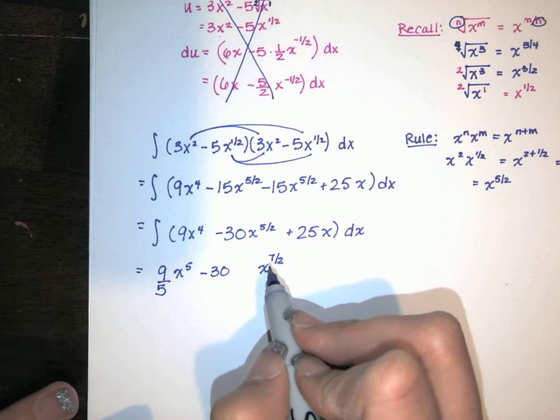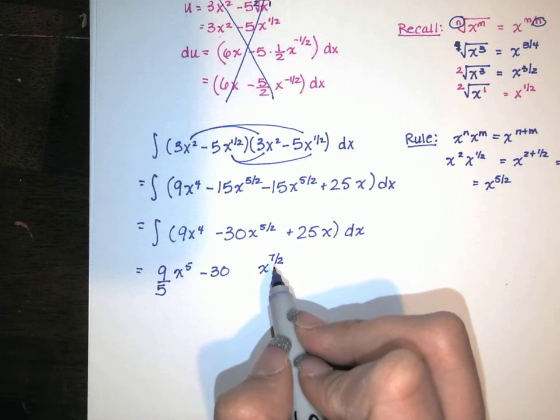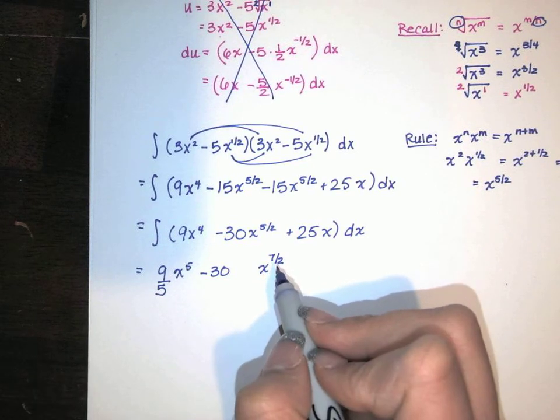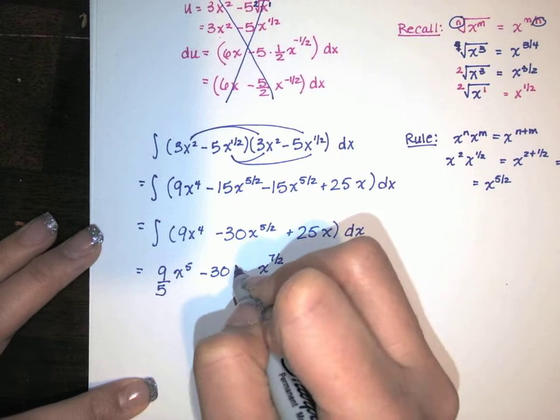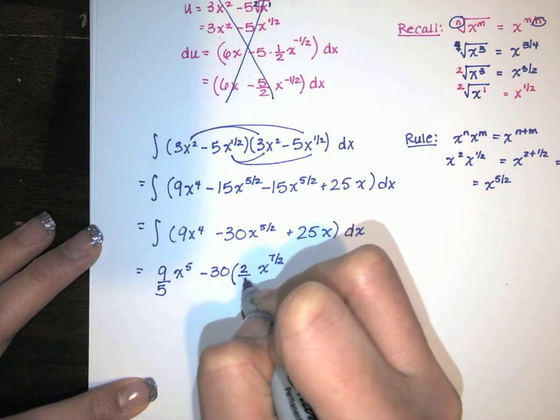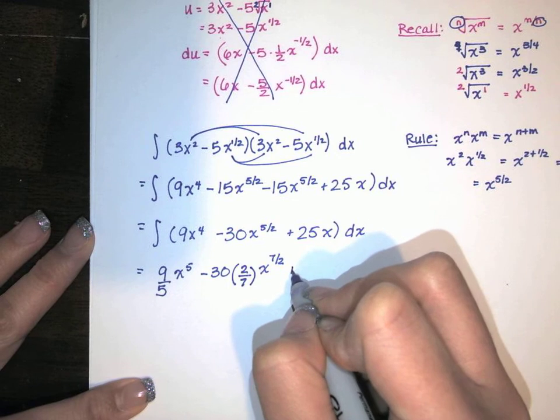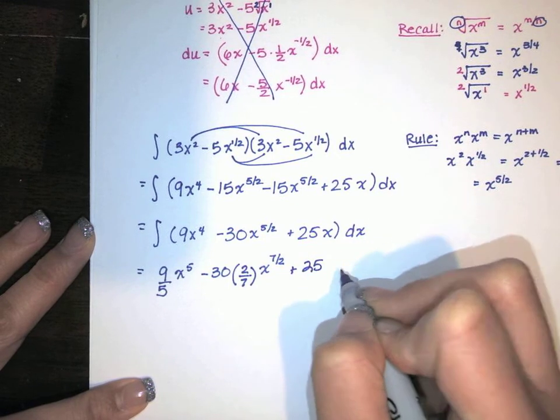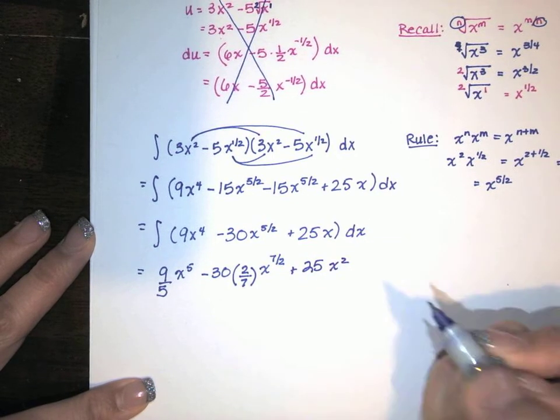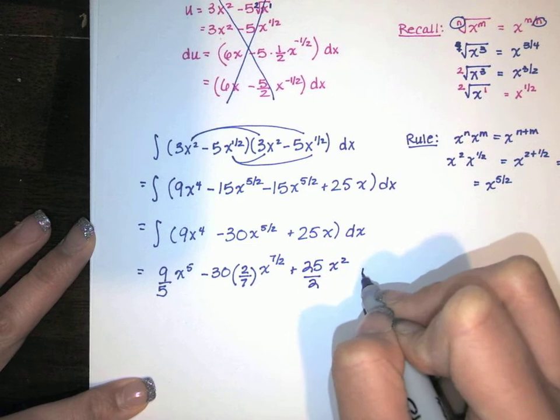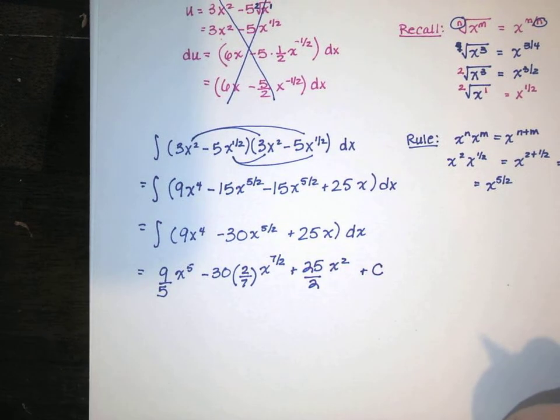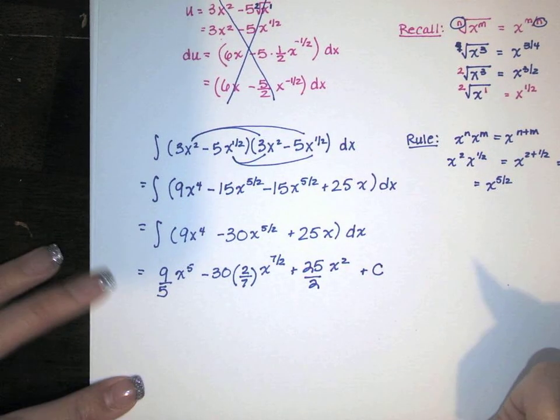Every time you divide by a fraction, remember it's multiplying by the reciprocal. Dividing by 7 over 2 is the same as multiplying by 2 over 7. So I'm going to put that there. I'll do my algebra a little bit later. Then bring the 25 down. Add 1 to the exponent. Divide by the new exponent. Don't forget your plus c. That's our answer. It's just not simplified.